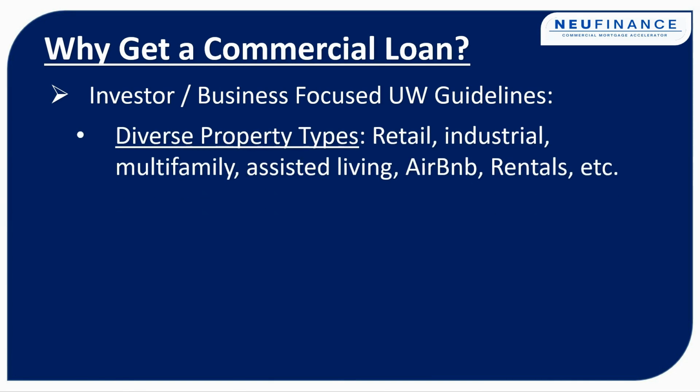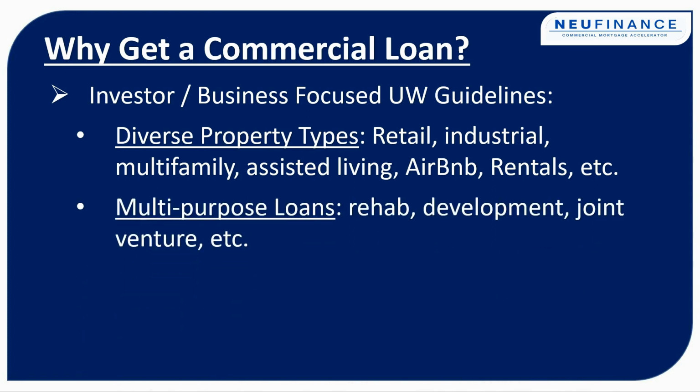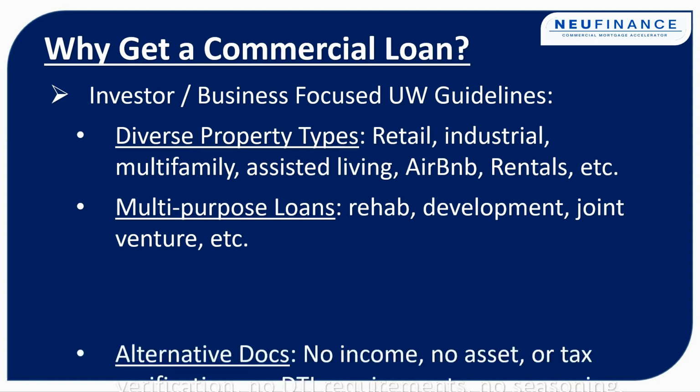Number one, it's a property type that doesn't fit the residential side. Like a retail property or an assisted living or an Airbnb. These are things that your typical agency loan wouldn't be able to handle. Another reason might be because the loan has multiple purposes. For example, they need rehab, or maybe they want to do a ground up development, or maybe it's a joint venture seeking a mezzanine lender to help them out.